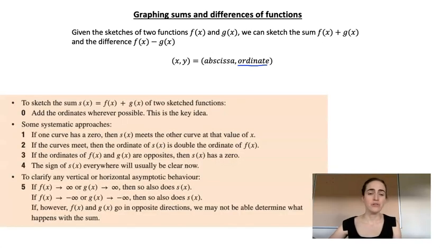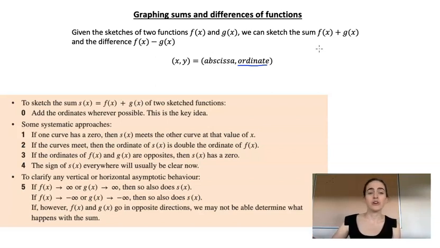Here we've got some guidelines as to how we're going to go about these questions. These are going to make more sense after we've had a look at some examples, so we're just going to go through them quickly. Now the first one is the most straightforward. If we're trying to sketch the sum, which we're going to call s of x, of those two functions, then if we know the y values, the ordinates at different points, we can just add those values together to find out what the new value is going to be.